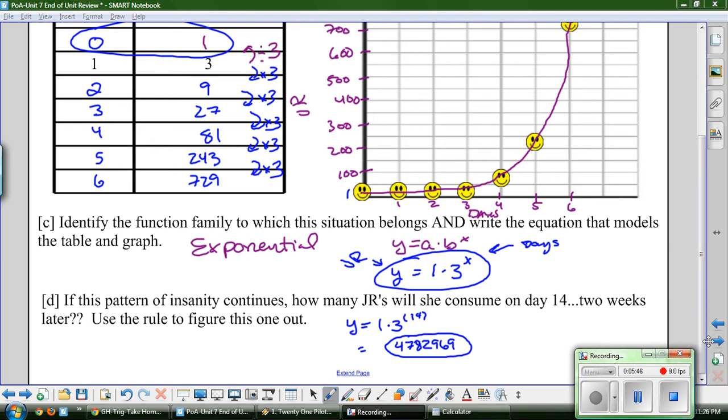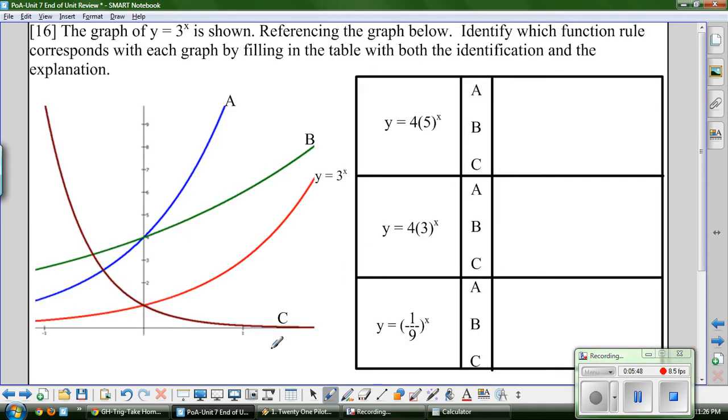Let's talk about 16 now. This is a crazy question. Not as crazy as it seems, but one we can definitely work with. So this red graph right here is y equals 3 to the x power. We're told that. It's labeled. What we don't know is what the other ones are. Now, we are given their equations. We have to pick from the list and tell, again, how we know what is what.